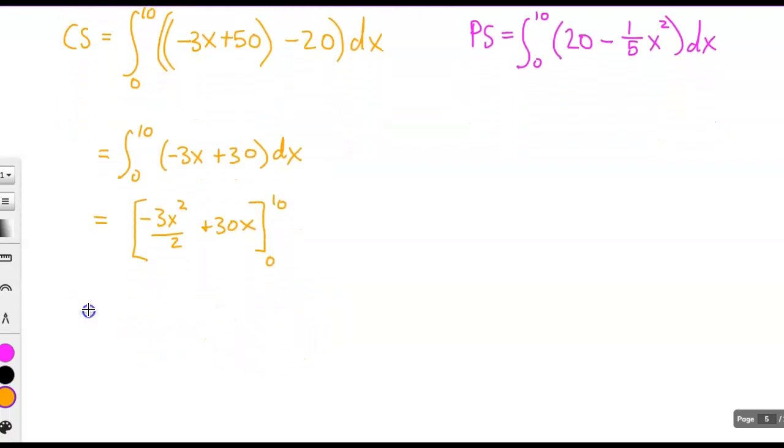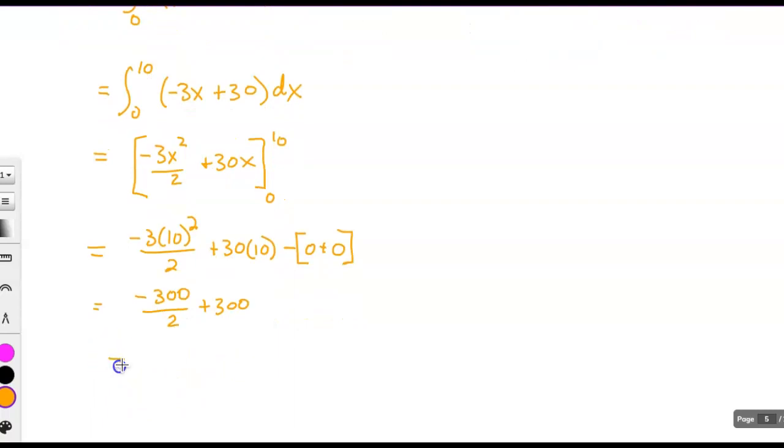And so we would put in 10 first. So negative 3 times 10 squared divided by 2 plus 30 times 10. And then when we plug in 0 to do the lower, we would get 0 plus 0. Okay, so you don't even have to do that part. 10 squared is 100, so this is negative 300 over 2 plus 300. And so that ends up being $150. So consumer surplus at the market price is $150.